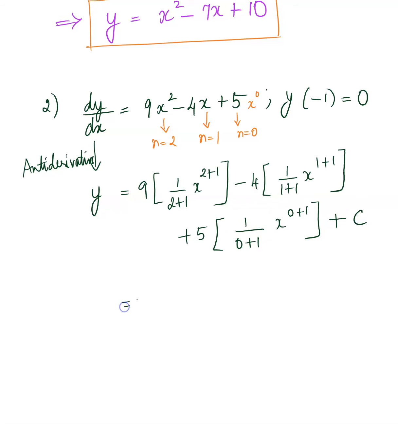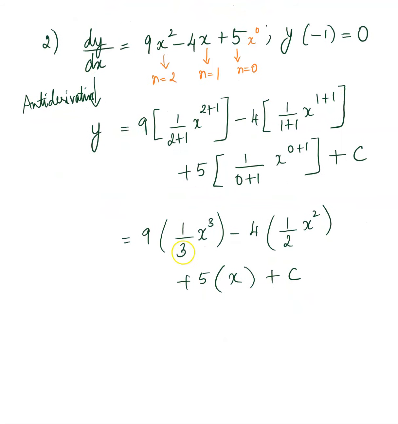Plus c. Clean all this up. So we get 9 times 1 over 3x cubed minus 4 times 1 over 2x squared plus 5 times x plus c. All these will cross cancel. I'm sorry, 3 times 3, and that's 2. That comes out as 3x cubed. So y is 3x cubed minus 2x squared plus 5x plus c.